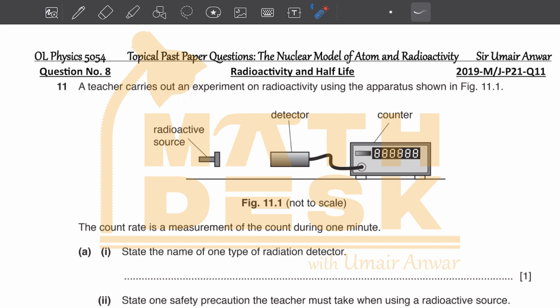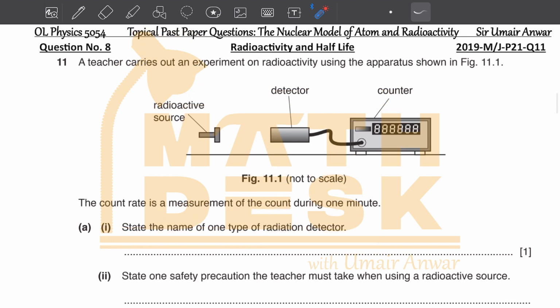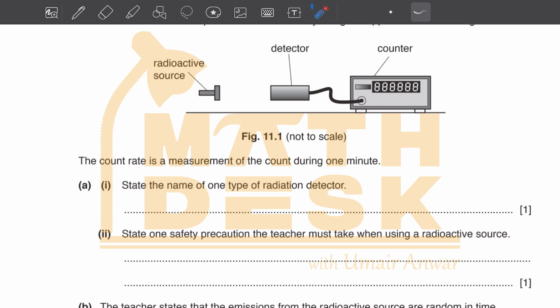So in this apparatus we can see that a radioactive source is placed near a detector, and the detector is connected to a counter which shows the count rate or the number of radiations being detected over a certain period of time. The count rate is a measurement of the count during 1 minute, so it is showing counts per minute. State the name of one type of radiation detector.